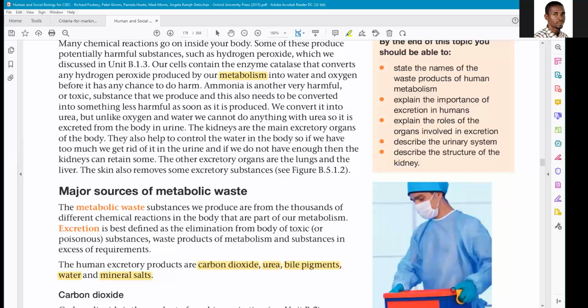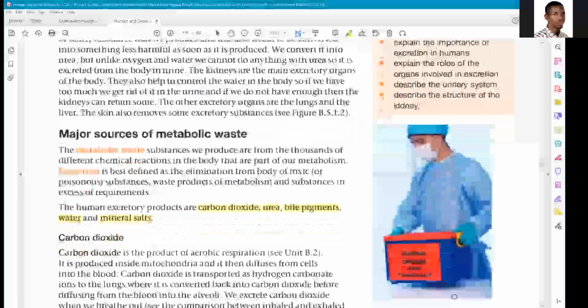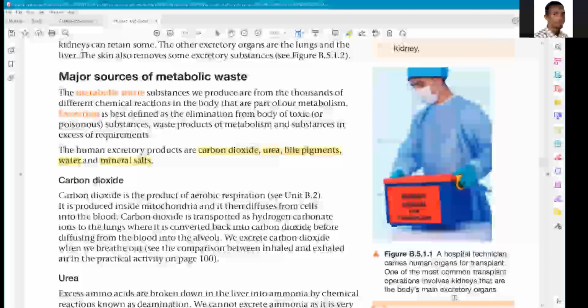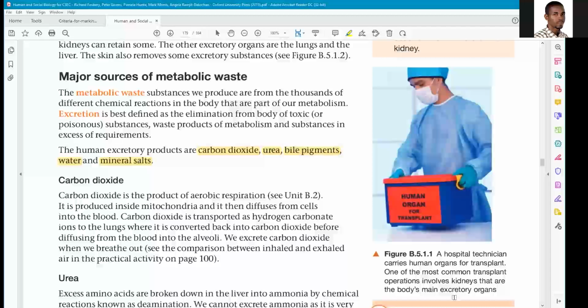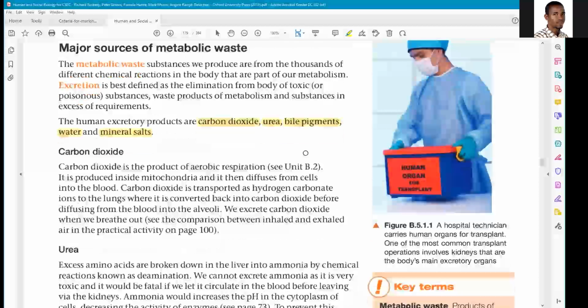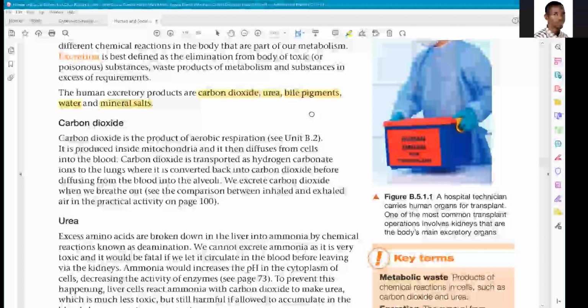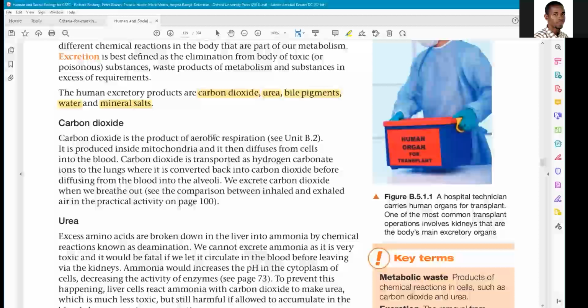Which organisms excrete oxygen? Okay then. Well, nobody needs to excrete oxygen, I see. Yeah. No organism does excrete oxygen.